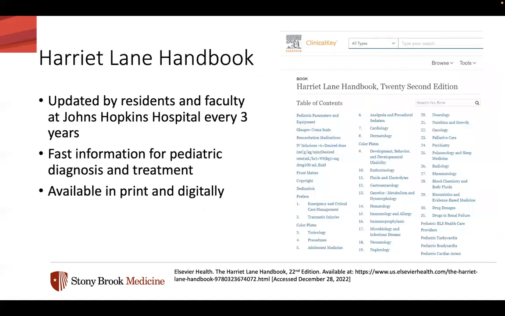The Harriet Lane Handbook is updated by residents and faculty at Johns Hopkins every 3 years. And it's fast information for pediatric diagnosis and treatment. So I like to think of it as like UpToDate for pediatrics because it does have so much diagnostic information. It's available in print and digitally. Digitally, we do have access. This is a screenshot that I took from our webpage of what it looks like when we go into the Harriet Lane Handbook. It groups it by system as well. As you can see, there's cardiology, dermatology, and different ways to find the information in a clear and concise way.